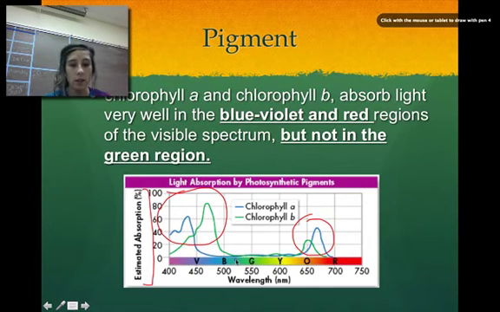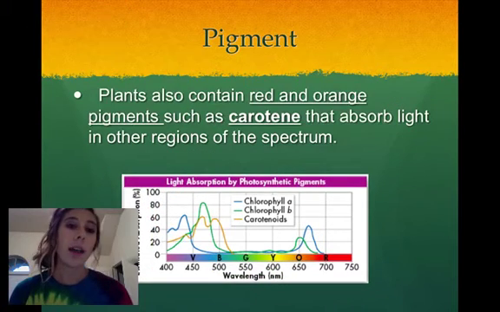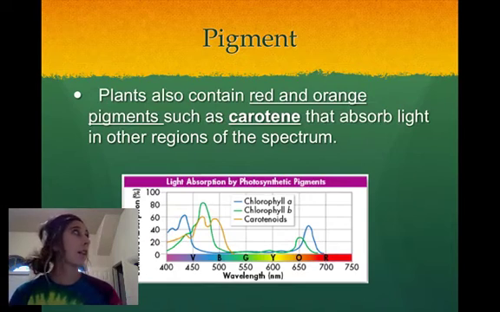But look at this region right here. Let's see if I can get a different color pen. Okay. Right here. At about this area, we're not having any absorbency. We're actually having reflection. There is hardly any percentage of absorbency of these colors, so that's why it's reflecting back into our eyes.